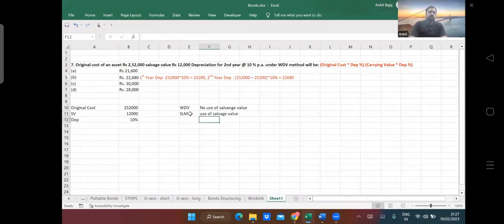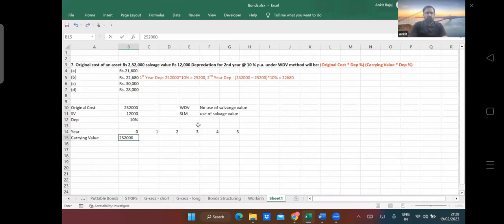Hopefully you are able to understand, right? Now, what is the formula? Here is the formula written. What I will be doing is writing down the year first, then the carrying value. So if I write down 0, 1, 2, 3, 4, 5, I'm taking 5 years here. What is the original cost of the asset? The original cost of the asset is 2,52,000.